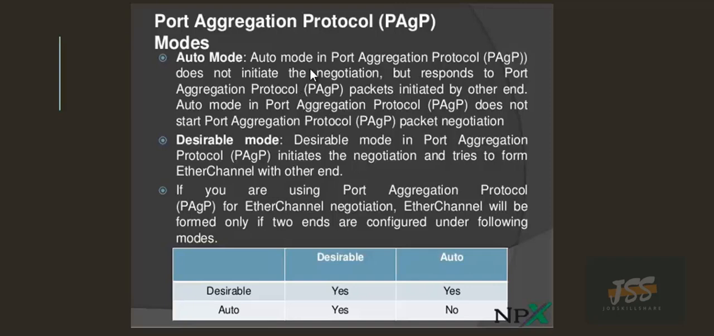So we have a table over here. If both the ends are desirable, it will work. If both the ends are auto, it will not work. If one end is auto and one end is desirable, it will work. So our rectification is simple. We have to make the mode on one of the switches desirable.